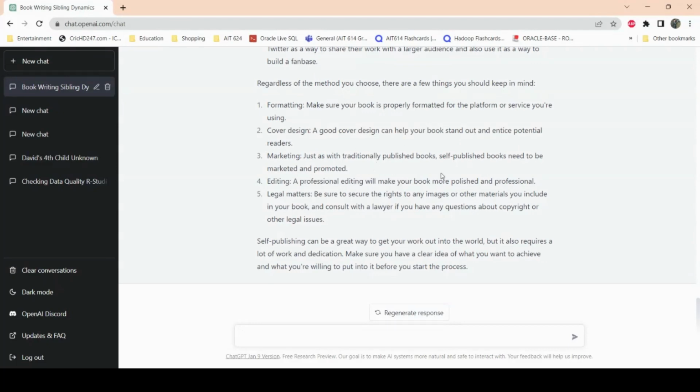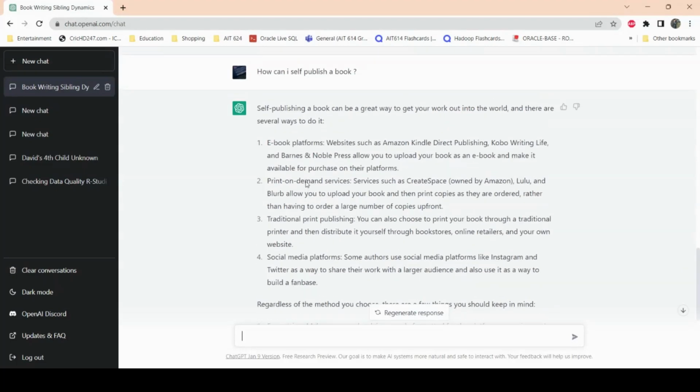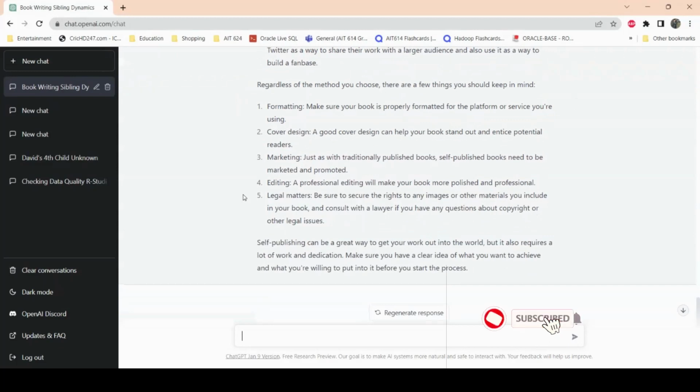And has potential readers. And then marketing: just as with traditionally published books, self-published books need to be marketed and promoted. And then editing: professional editing will make your book more polished. Okay, so if you're self-publishing, you won't have an editor. If you are publishing through a publisher, then I think they edit it. I think that's what it says in the beginning.